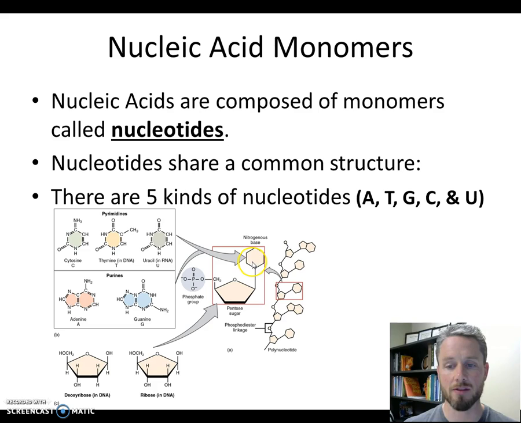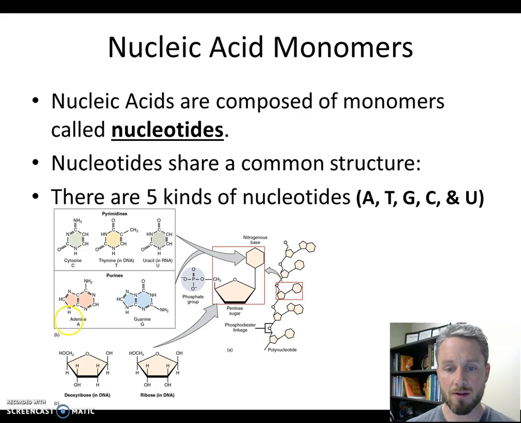So it's this base part that changes, and it can be any one of 5 different structures, and that's what gives our nucleotide the identity of being either an A, a T, a G, a C, or a U. So if we look in this box right over here, we can see the different structures that are shown for those specific nucleotides. Again, A, T, G, C, and U. So you can see that each base has a slightly different structure, and that's how it gives the nucleotide its identity.